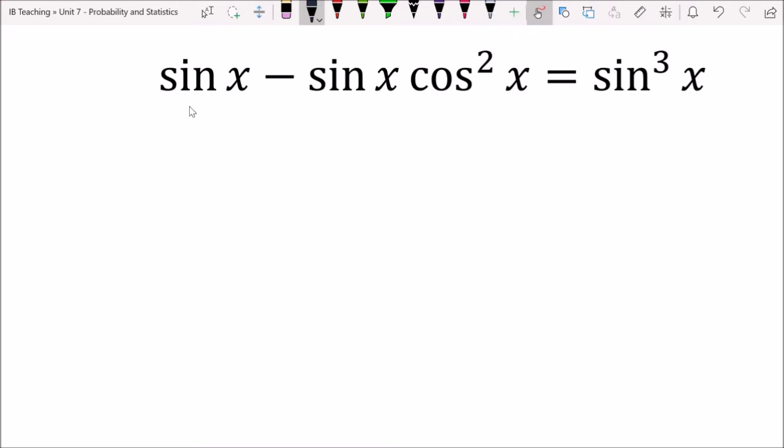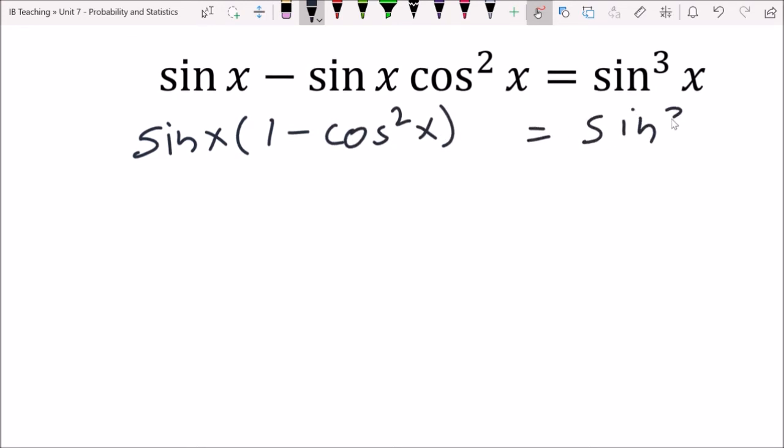On the left, I see there's two terms. Sine x is one term, sine x cosine squared x is another, and I notice they both have a sine in common. That's a hint to me that I can factor out the sine x. So I'm going to factor out sine x, and when I do that, I get 1 minus cosine squared x, and that equals sine cubed x. Now, right here, I'm looking at a Pythagorean identity.